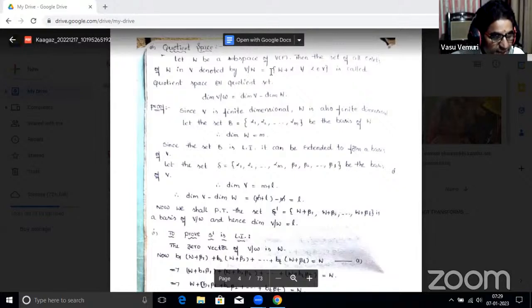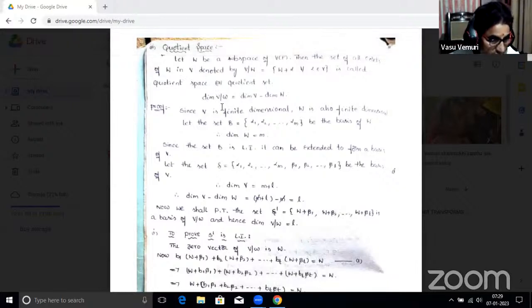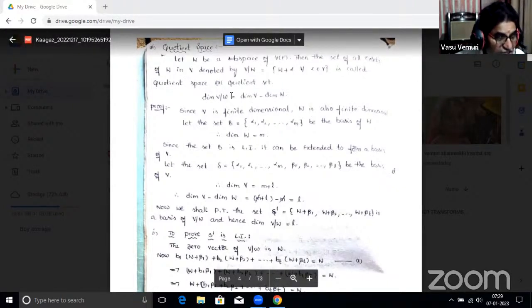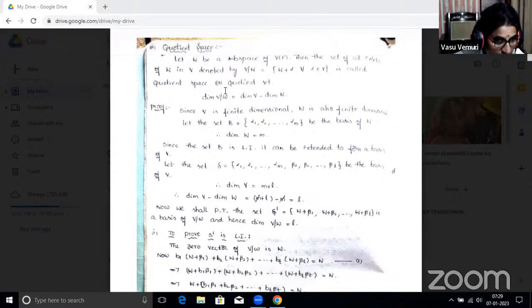So what is the V by W element? The set of W plus alpha, W plus beta, whatever it is, for all alpha belongs to capital V. That is called the quotient space, according to the definition. Now we must derive one of the theorems: dimension of V by W equals dimension V minus dimension W. This theorem is also very important, students.